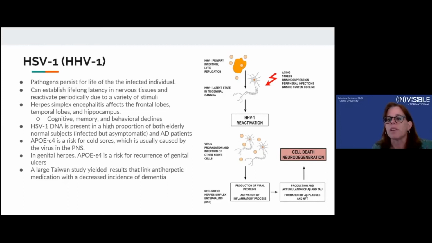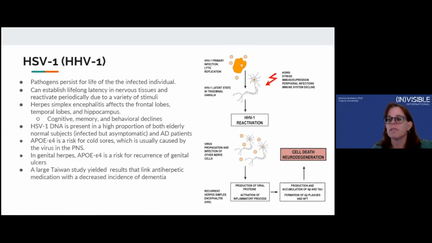It was hypothesized that the damage caused by HSV1 depends on ApoE4 carriage, and ApoE4 carriers suffer either great viral damage upon reactivation or have poor repair of such damage. A concurrent finding was that ApoE4 is a risk for cold sores, which is usually caused by the virus in the peripheral nervous system. In genital herpes caused by HSV2, ApoE4 is a risk factor for recurrence of genital ulcers.